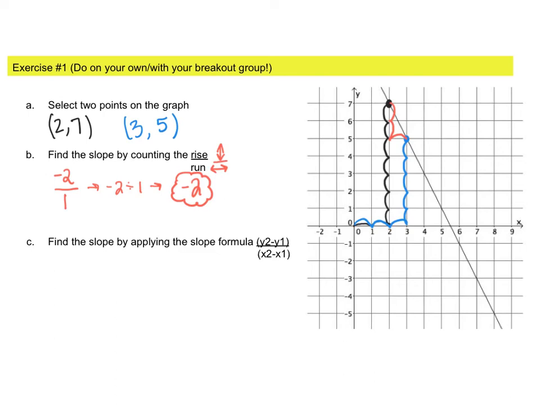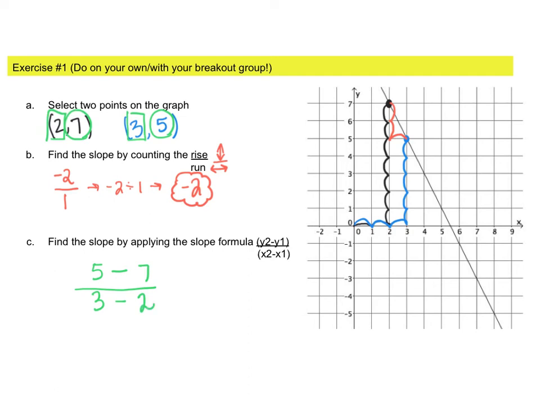All right? The second part of this is a little bit more difficult. You just make sure that you're organized and it'll be fine. So I'm going to do y2, which is a 5 for me, probably something different for you, minus y1, which is a 7, over x2, my 3, minus x1, which is a 2.